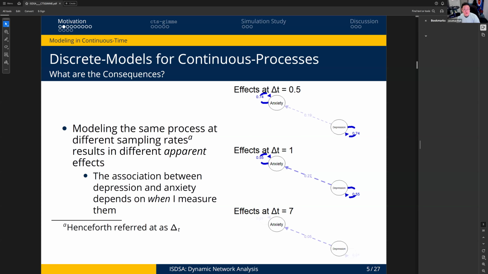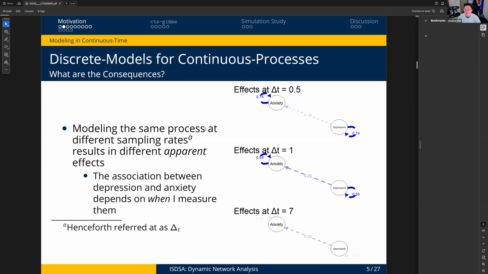All right, so you're talking about this slide, right? Yeah, so my question is, I understand what you talk about, but I'm just curious. For example, at the effect at delta t equal to 0.05, the relationship between depression and anxiety is 0.19, right? Yes. So I just wonder why when you increase the time to delta t equal to 1, the relationship becomes stronger, but when you go to the effect at delta t equal to 7, it becomes weaker again. I'm just curious about that.